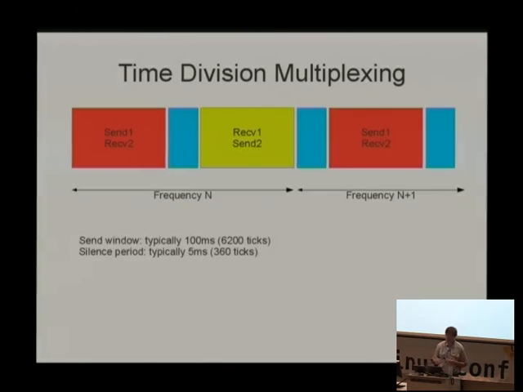Timescale-wise, the send window in a default configuration for these radios is that they talk at an airspeed of 64 kilobits, a serial UART speed of 57 kilobits, but with error checking, that I'll talk about a bit later, the practical data throughput rate is actually 32 kilobits, because you lose half with the error checking. And the send window is 6,200 ticks. A tick is a 16 microsecond period. It's about 100 milliseconds as your send window. Then the silence periods are typically about 5 milliseconds.